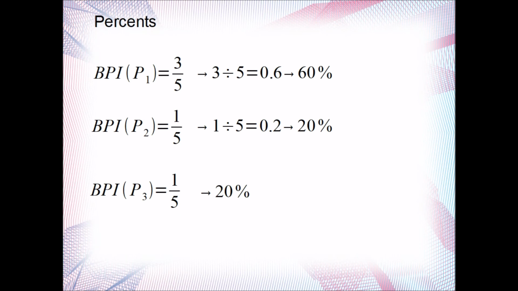If you look at the percentages, 60 plus 20 plus 20 adds up to 100%, so we are on the right track. So that's how you find BPI. It has a lot of steps, but as long as you take it slow, then I think you'll be alright.